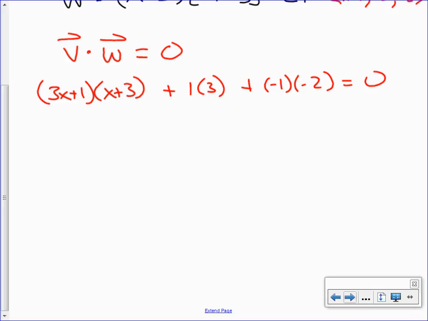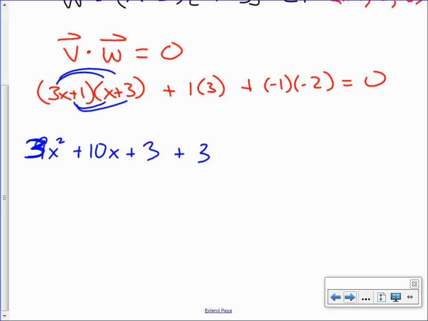You have to solve this equation. Ready? Alright. Here we go. The first part. Can you do these quickly in your head? This is 9x squared plus... not 9x squared. I'm already thinking ahead. Here we go. 3x squared plus 9x plus 1x is 10x plus 3 plus 3 plus 2.